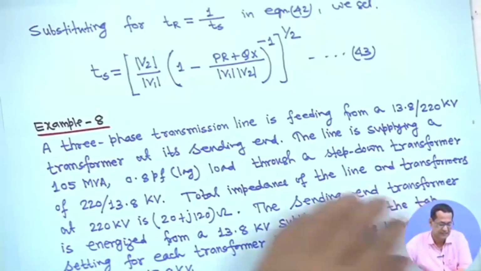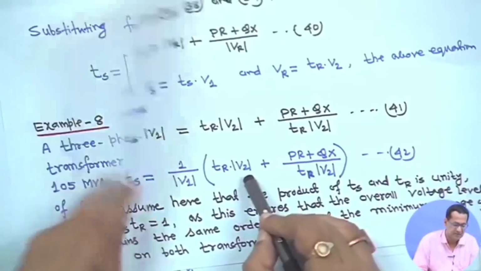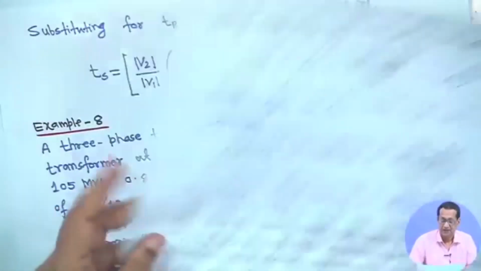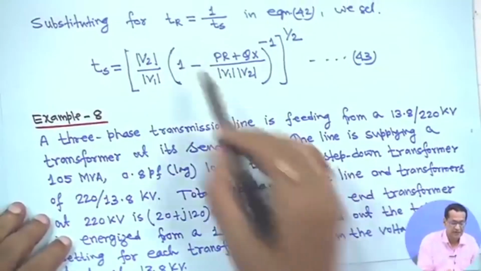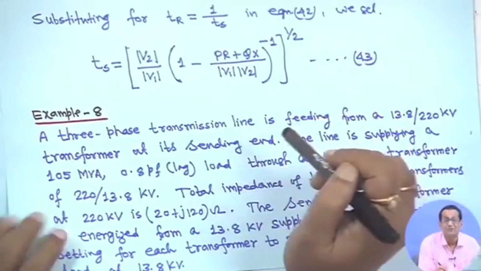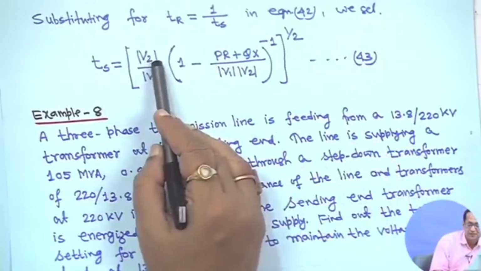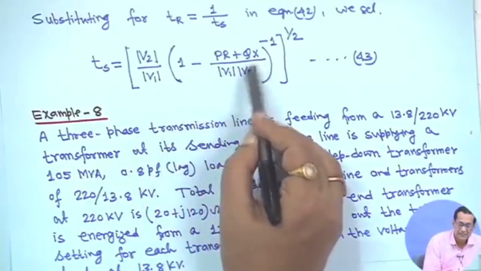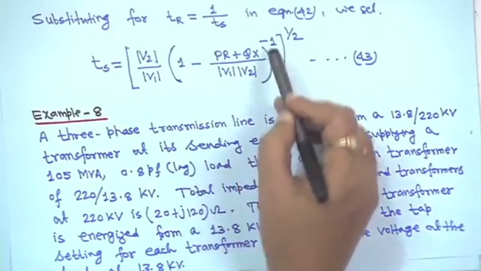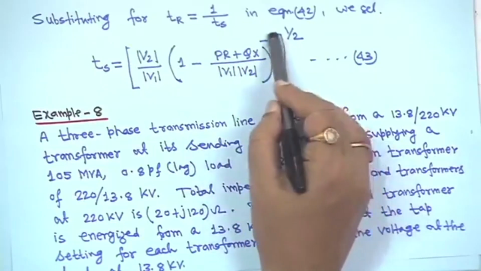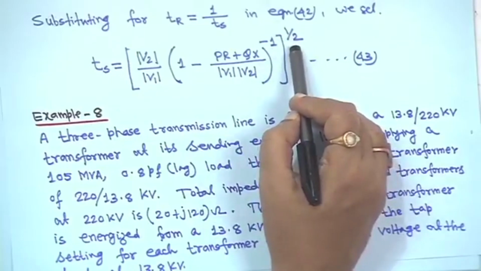That means if you substitute in this equation that Tr is equal to 1 upon Ts, and you solve it, you will get Ts is equal to magnitude V2 upon V1 back into [1 minus (Pr plus Qx upon magnitude V1 V2)] to the power minus 1, that means this is 1 upon that actually, to the power half.